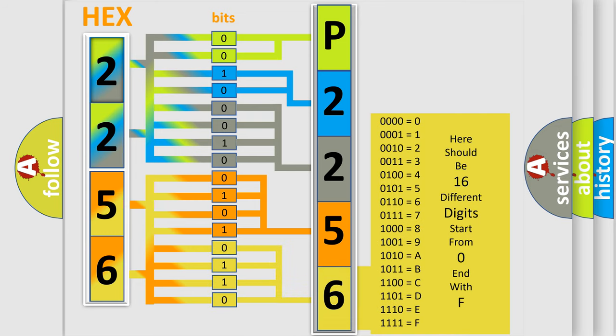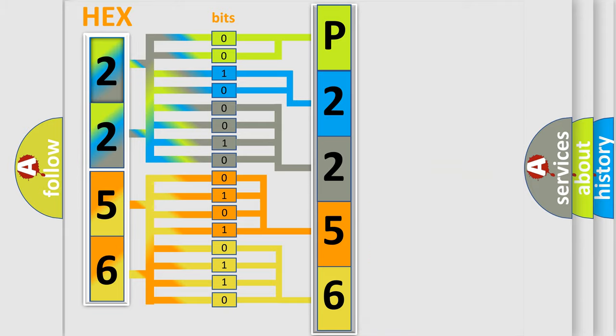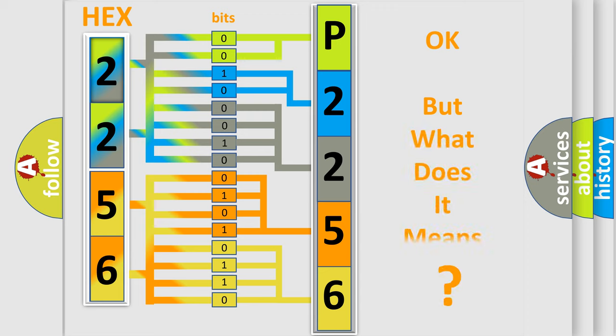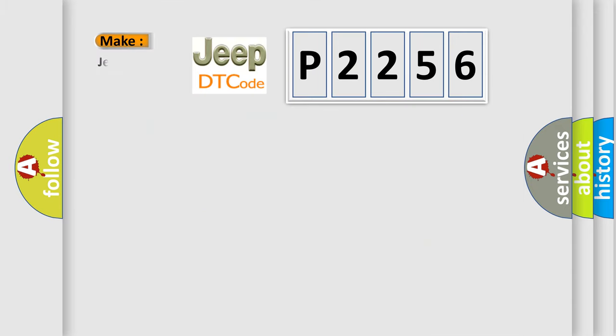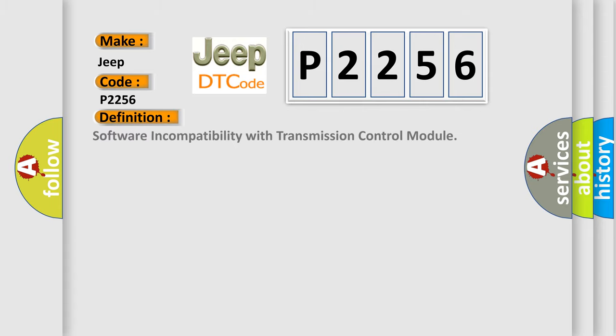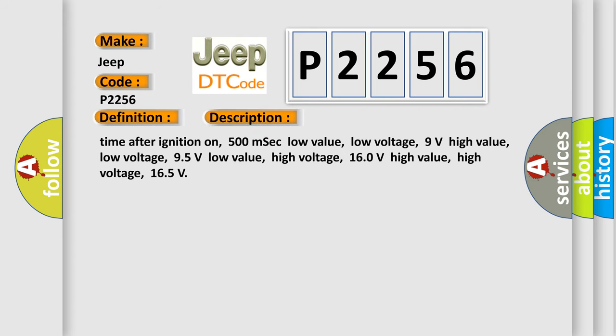We now know in what way the diagnostic tool translates the received information into a more comprehensible format. The number itself does not make sense to us if we cannot assign information to what it actually expresses. So, what does the diagnostic trouble code P2256 specifically mean for Jeep vehicles? The basic definition is software incompatibility with the transmission control module. And now this is a short description of this DTC code.